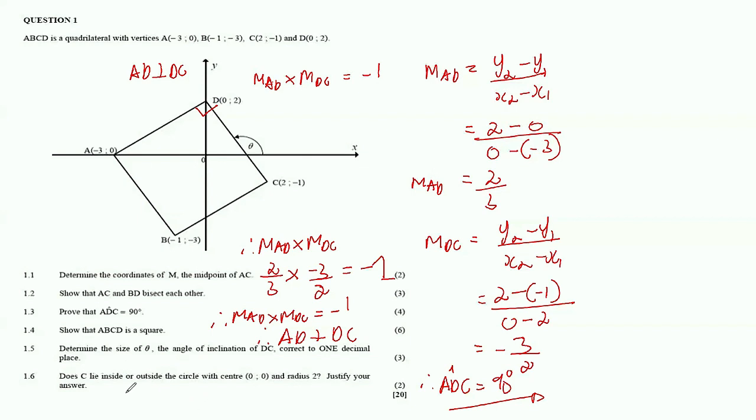So let's proceed. These are very nice questions. Then 1.4 says show that ABCD is a square, right? Now, what do we know about a square? The one property that we are all aware of when it comes to a square is that a square has all the sides equal, right?